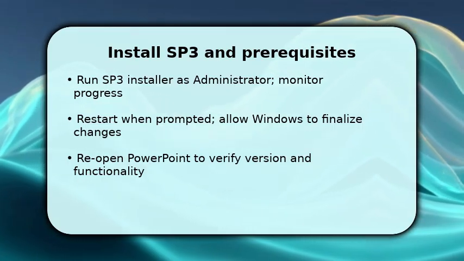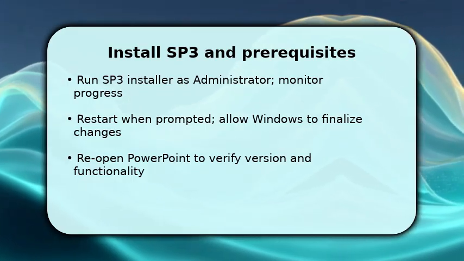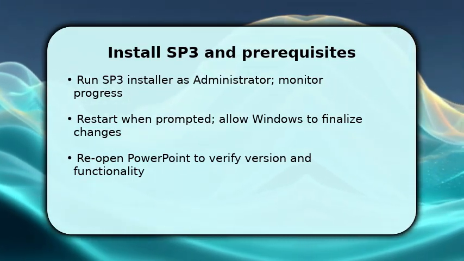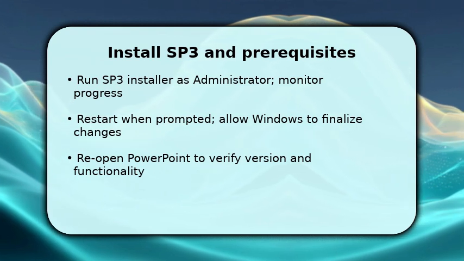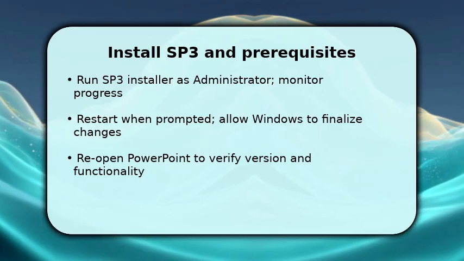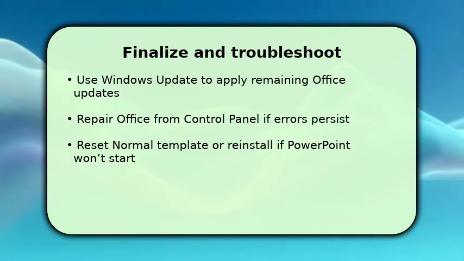After the installer finishes, restart your computer when asked. This lets Windows finalize DLL and registry updates. Once restarted, open PowerPoint 2007 and check Help About to confirm the SP3 build is installed, and you complete the process by running Windows Update or Microsoft Update to pull any post-SP3 Office patches.